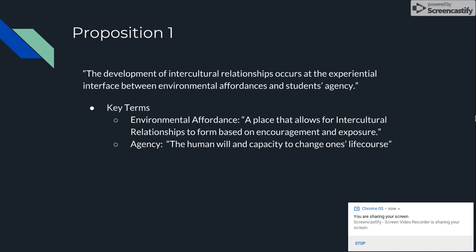All right, let's put that into some real English here. Environmental affordances is a place that allows for intercultural relationships to form based on encouragement and exposure, while agency is the human will and capacity to change one's life course.